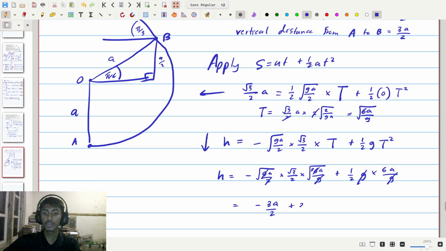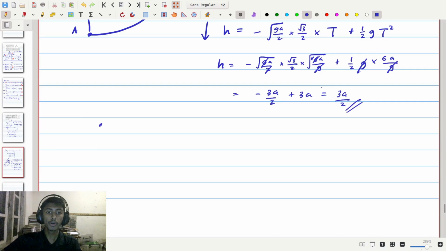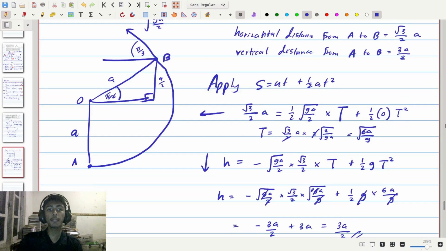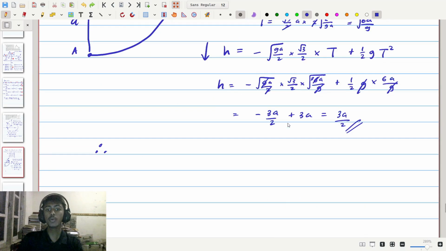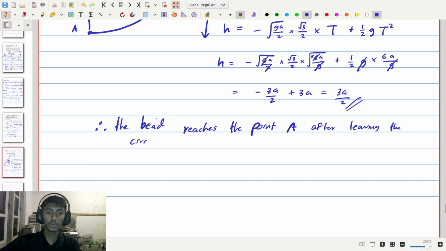And then this thing is going to give us positive 3a, which if you add together is going to give us 3a over 2, positive 3a over 2, and that is the exact same value that we expect in the vertical distance from A to B. So we can see, therefore, since the vertical distance was achieved when we assume the particle, the bead, traveled the horizontal distance required, we can see that therefore the bead reaches the point A after leaving the circular path at B. So we've proven that part.